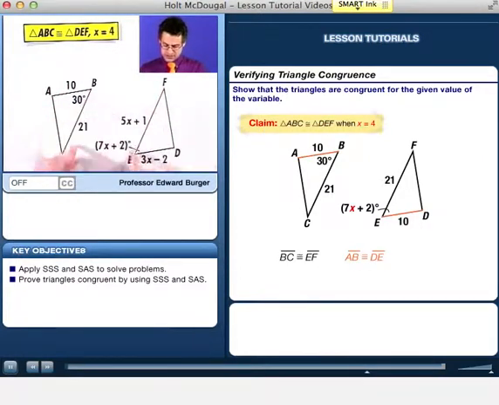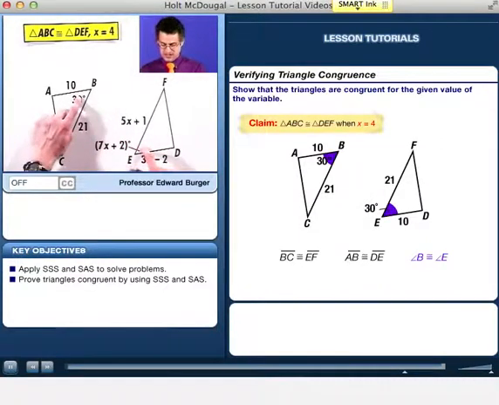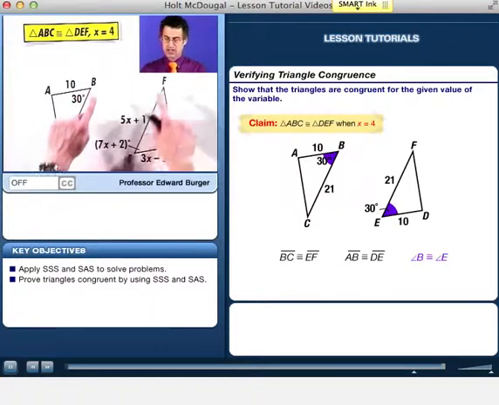So I've got congruent side, congruent side. What about the angles between? I know this is 30 degrees. What's the measure of this? If I plug in x equals 4, I see 7 times 4 is 28, plus 2 is 30, and so I see that in fact this angle has measure 30. These are congruent. So I see side, angle, side are congruent.